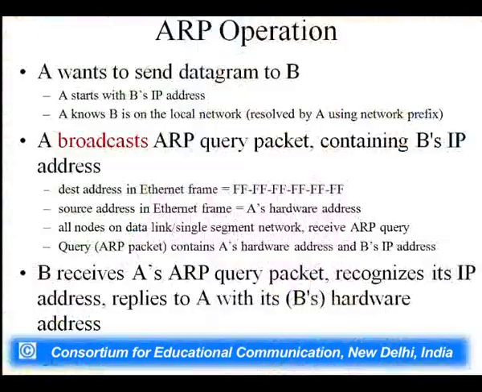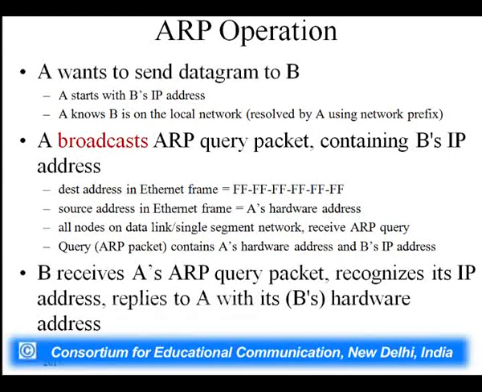How does it do that? Look at this, A wants to send a datagram to B. We are talking of a datagram. So A starts with B's IP address, and A notes B is on the local area network, and that can be resolved by using a network prefix. That means all these nodes or machines which are connected on this network will have the same network portion address. So they know that we belong to the same network. So it broadcasts, as I said, an ARP query packet containing B's IP address.